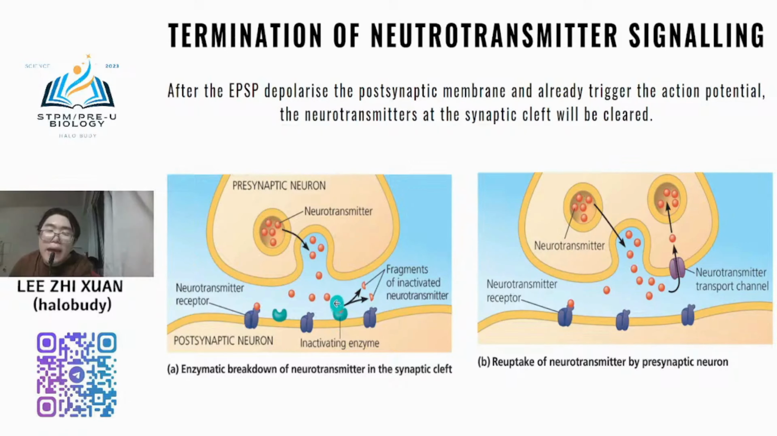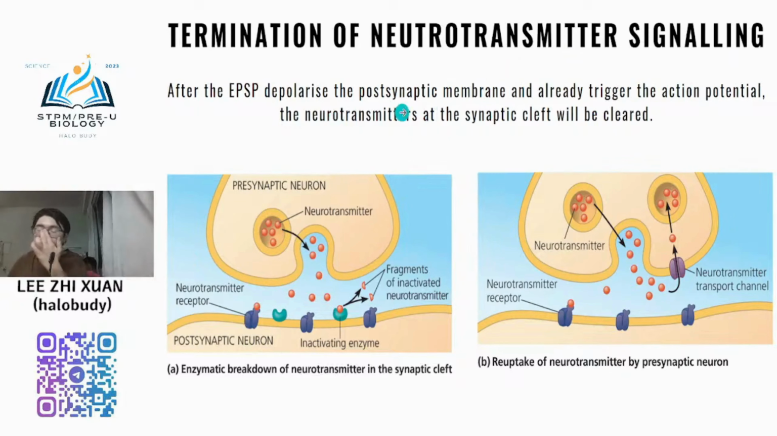You need to know that when the neurotransmitter binds to the receptor on the postsynaptic neuron, once the action potential is triggered, the neurotransmitter will be loose and come out, but it has to disappear from the synaptic cleft. If not, it will trigger again and again. So you need to terminate the neurotransmitter signaling.